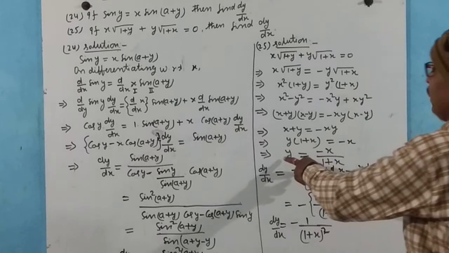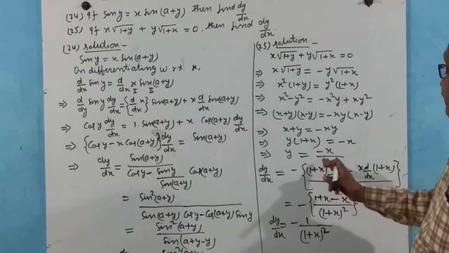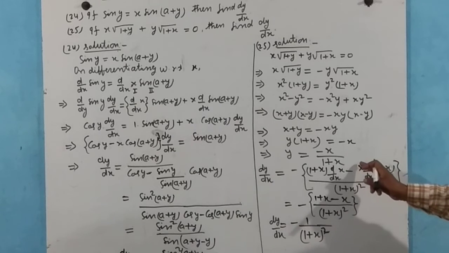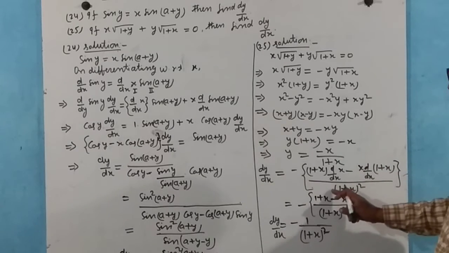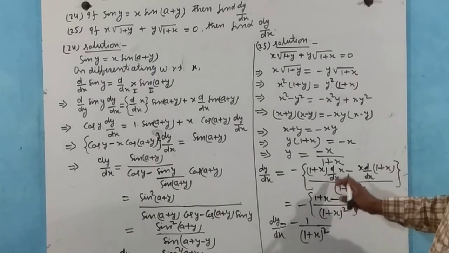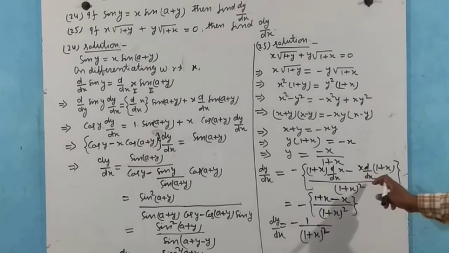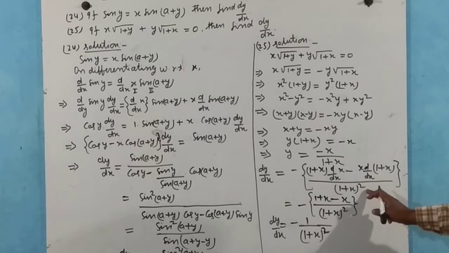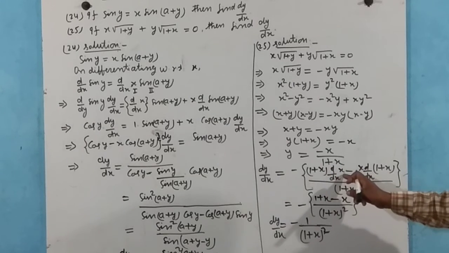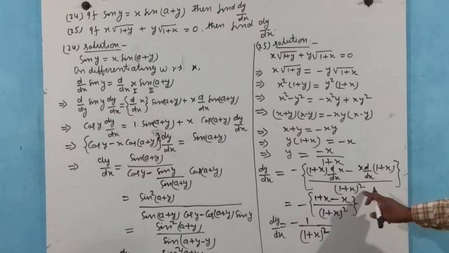So that y equals minus x by 1 plus x. Here, on differentiating with respect to x, dy by dx equals, in this case there is a negative sign, and this is numerator over denominator, so that by the quotient rule, denominator into differentiation of numerator minus numerator into differentiation of denominator, divided by square of denominator, so that (1 plus x) d by dx of x minus x d by dx of (1 plus x), divided by (1 plus x) whole square.